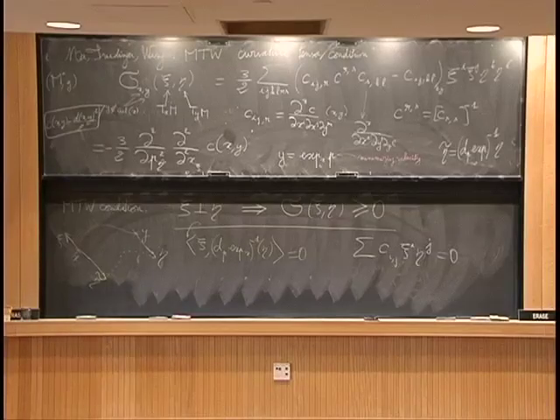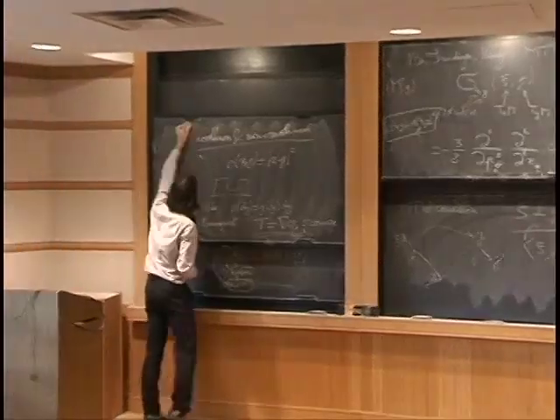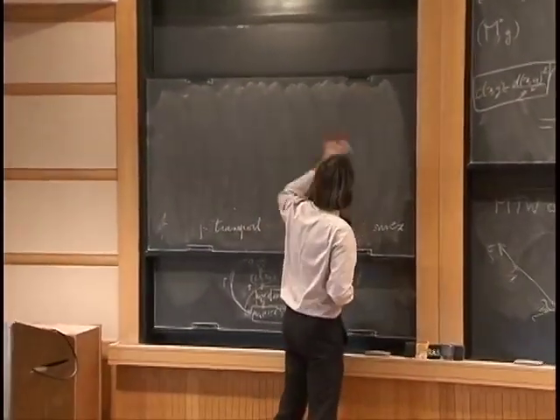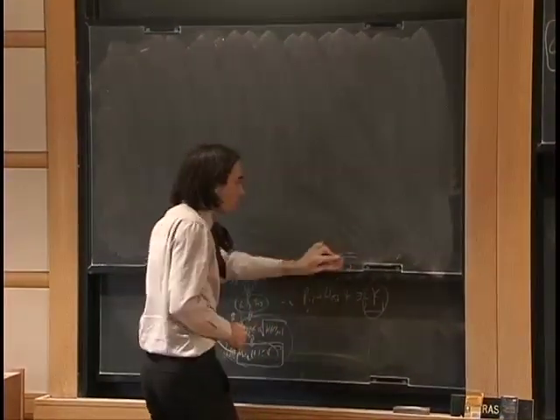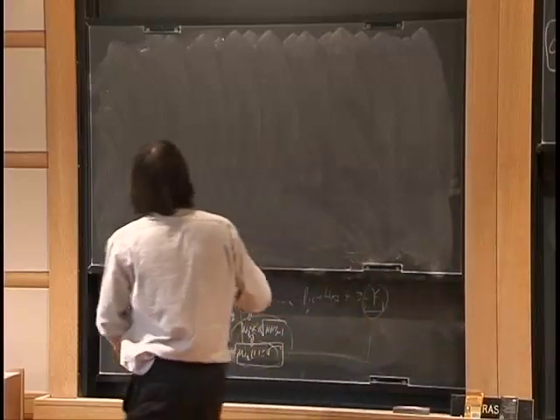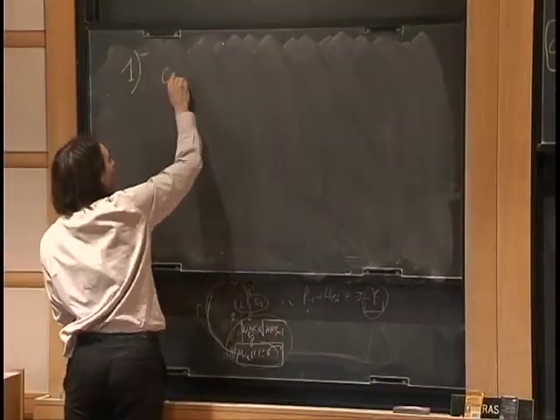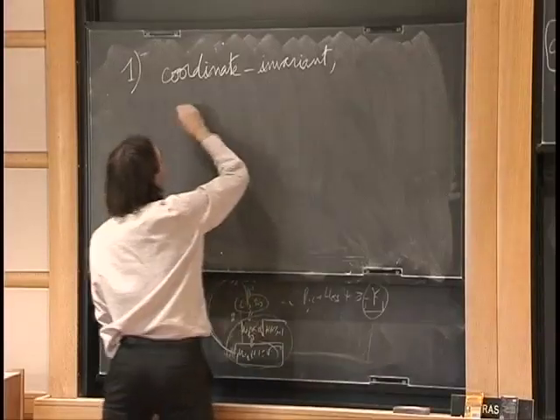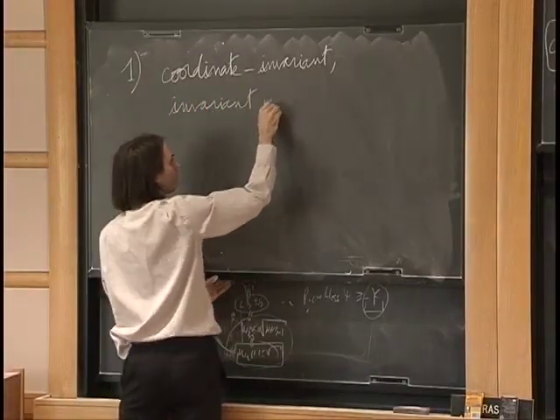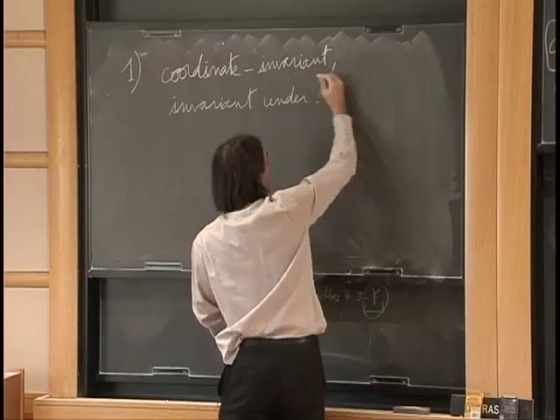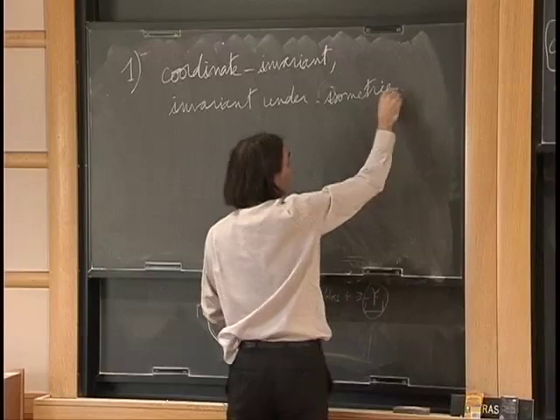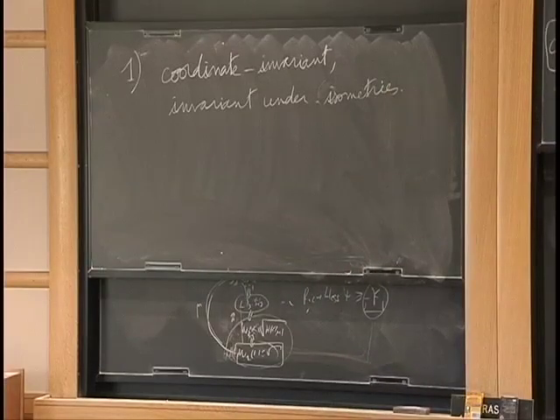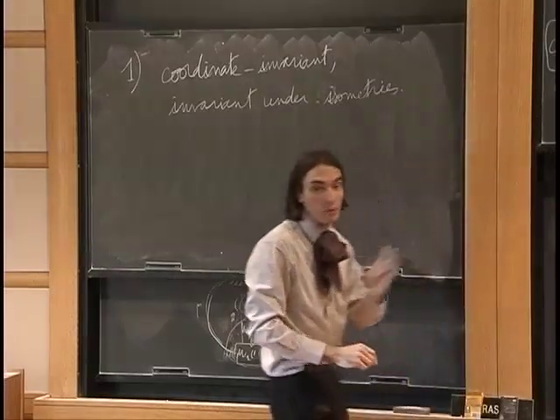OK. So here are some remarks, some facts about this thing. So first, it's not obvious why I should call it a curvature. It's not even obvious I should call it a tensor. For the moment, it's just an expression. So first thing is this thing is coordinate invariant. And in fact, invariant under local isometries. So if I change my coordinate system, the expression will remain. I mean, I will obtain the same object. This object has a geometric meaning.